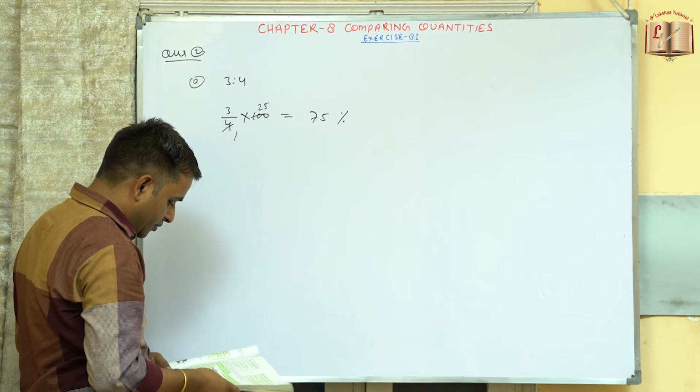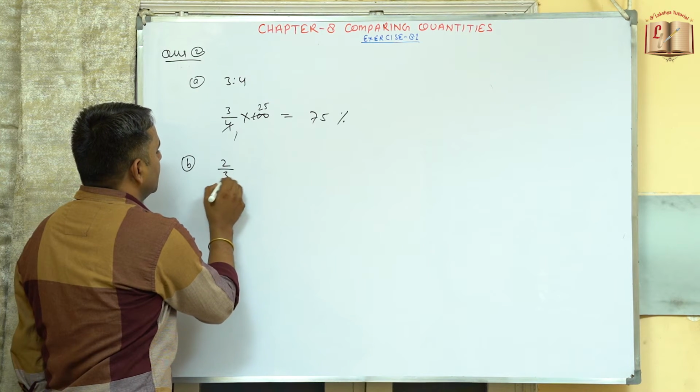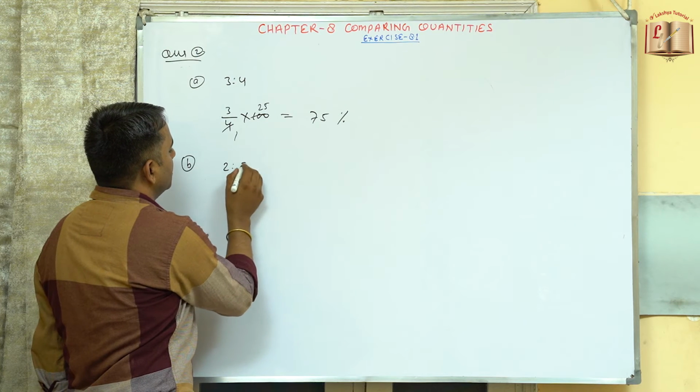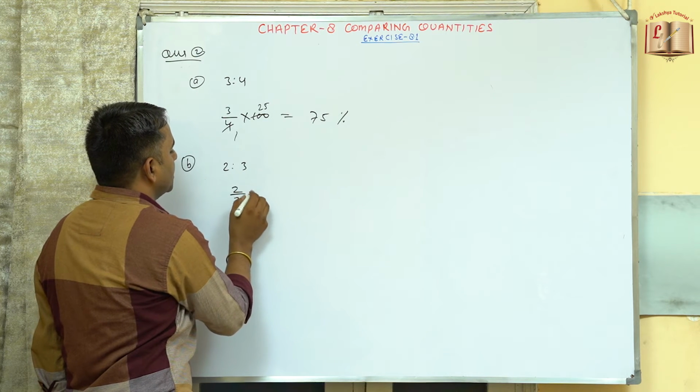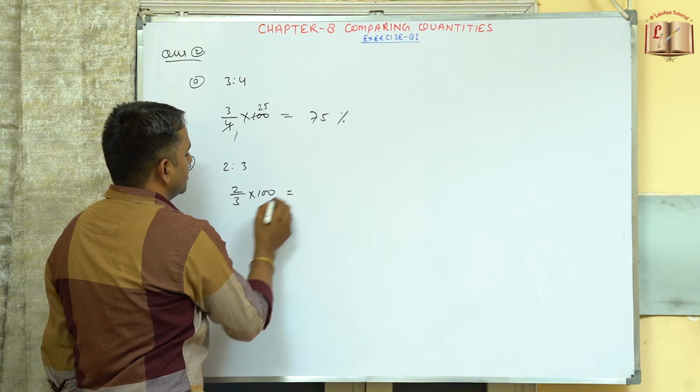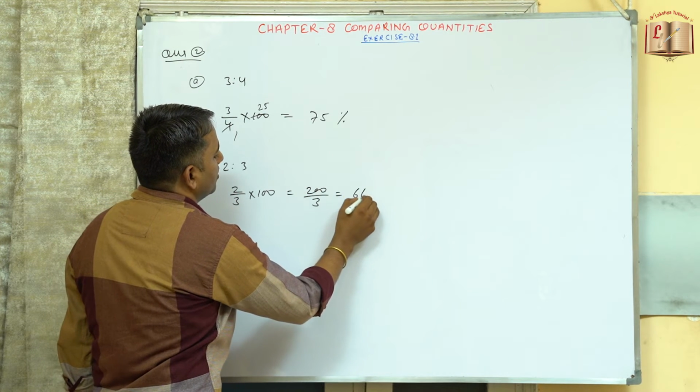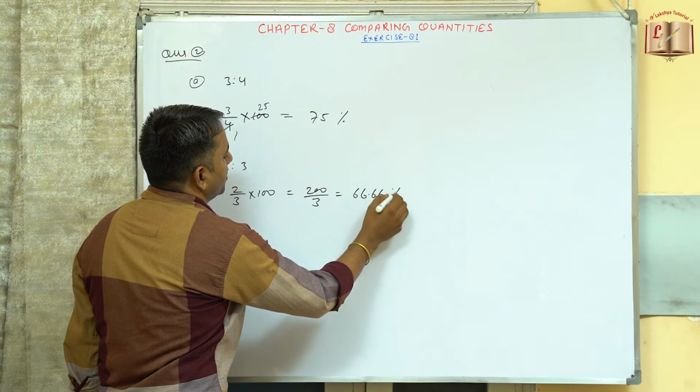नेक्स्ट वन इज बी पार्ट इज 2/3. सो दिस इज 2:3. सो इट विल बी 2/3 into 100. सो दिस कैन बी नाउ रिटन एज 200/3. सो दिस विल बी 66.66%.